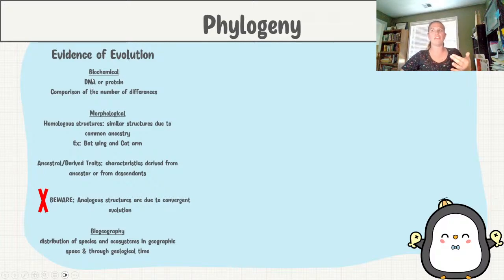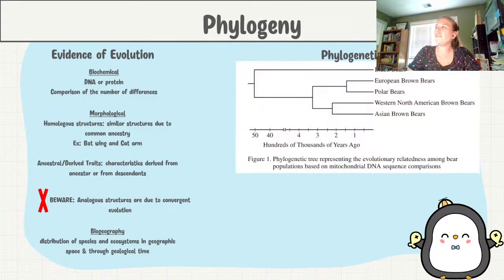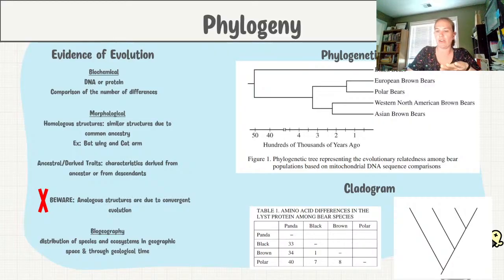So DNA is definitely more accurate than protein, but biochemical evidence is more accurate than the other ones because morphological evidence sometimes falls into analogous, and then that leads to problems. So they can give you phylogenetic trees, or they can give you cladograms, okay? And notice that this one is blank.